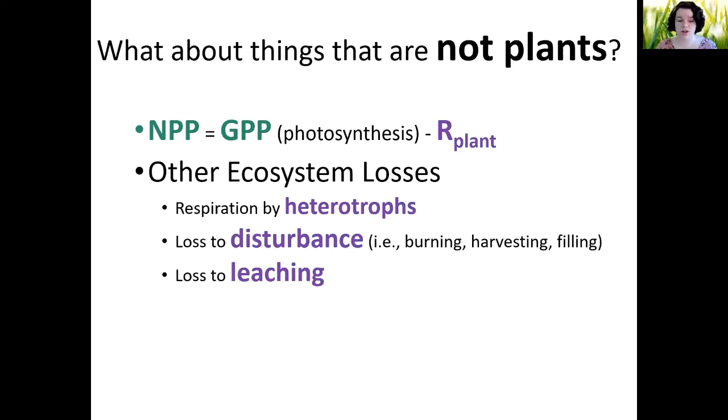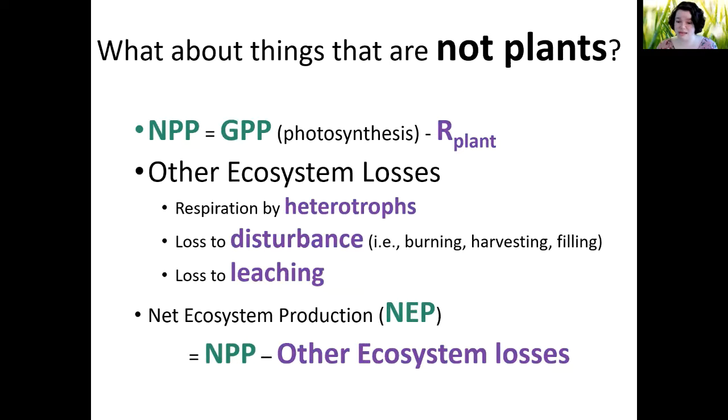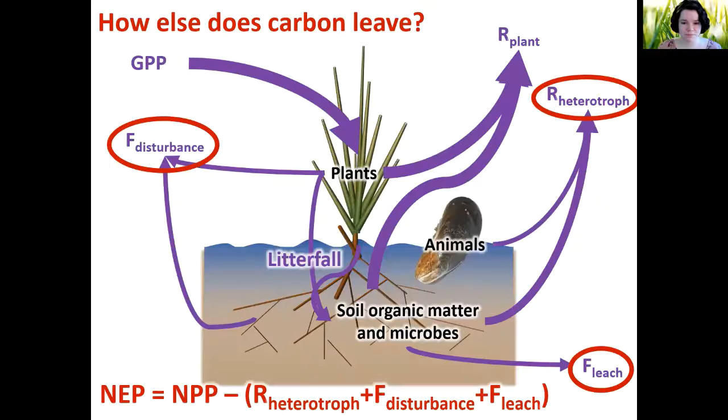Once all of these other losses are taken into account, we can compute a term called net ecosystem production, or NEP. This is equal to net primary production minus all of these other losses of organic carbon from the ecosystem. These other terms appear here on the carbon cycle. Notice the relative difference in size between these losses and losses due to plant respiration.